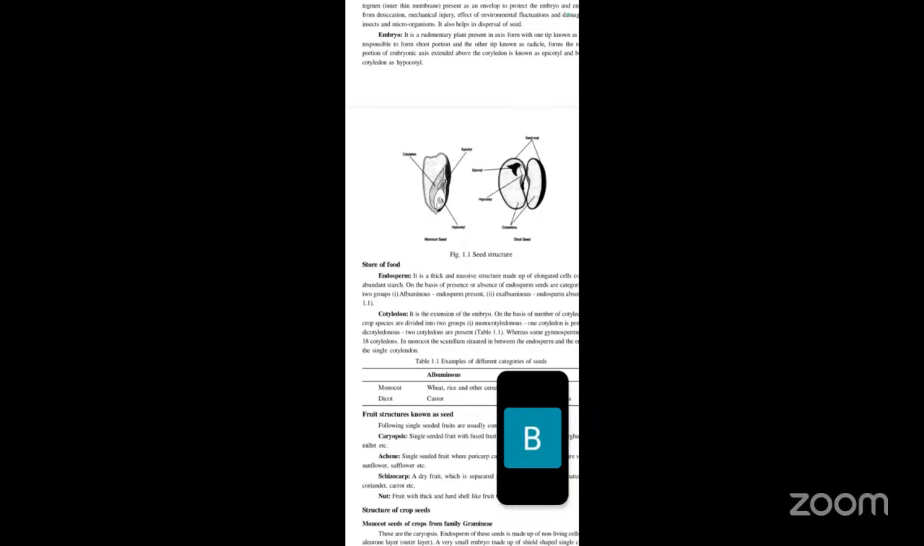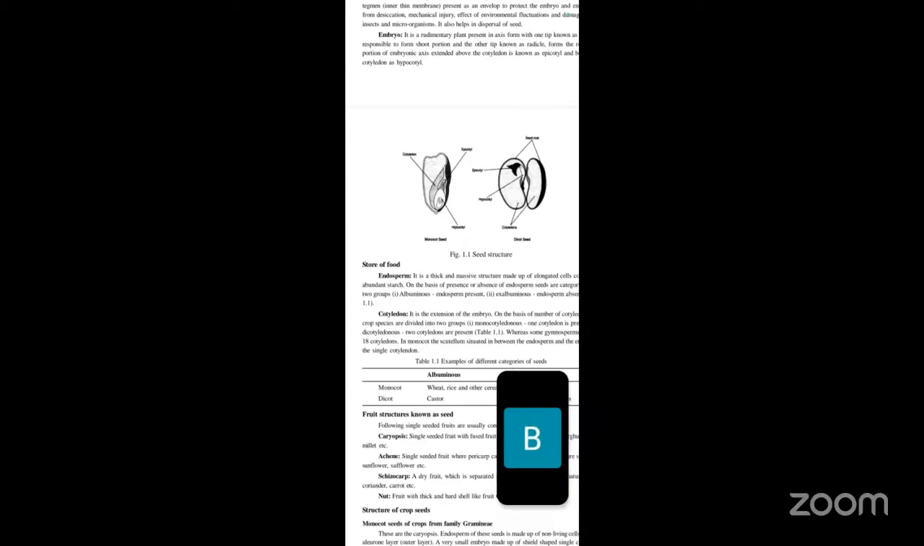Now, what is the fruit structure known as the seed? Single-seeded fruits are usually considered a seed. Caryopsis is a single-seeded fruit with the pericarp fused to the seed, as in the cereals wheat, sorghum, and pearl millet, and belongs to the Poaceae family. Achene is a single-seeded fruit where the pericarp can be removed from the mature seed. Examples are sunflower and safflower.